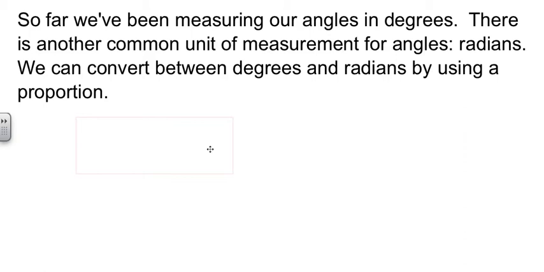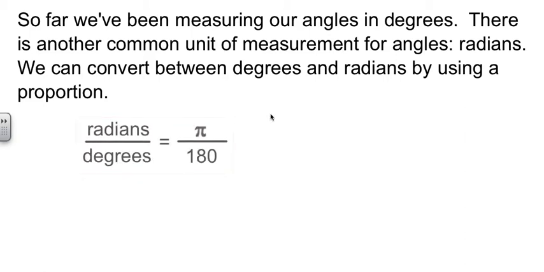We are going to be asked to convert between the two systems of measurement. There's a couple of different ways to do it. Your book uses a multiplier method that's not always the easiest to keep straight. I like to use a proportion. I put radians on top and degrees on bottom.